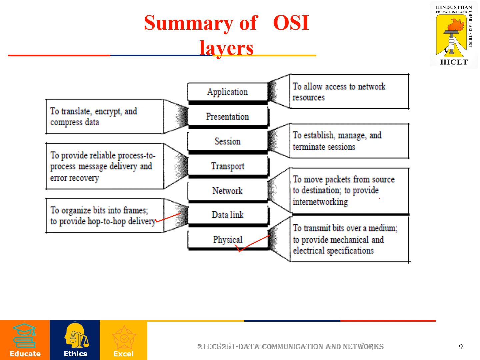And the next one is the network layer. Here the data frames are in the form of packets, to move the packets from source to destination and to provide internetworking. And the next one is the transport layer. The transport layer is responsible for reliable process-to-process message delivery and error recovery. And the next one is the session layer. The session layer is responsible for creating, managing, and terminating sessions. And the next one is the presentation layer. The presentation layer is responsible for translating, encrypting, and compressing the data. And the final top layer is the application layer, to allow access to network resources.